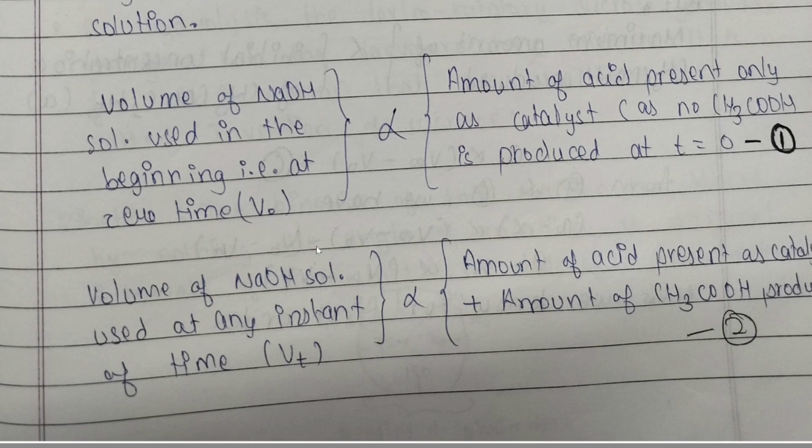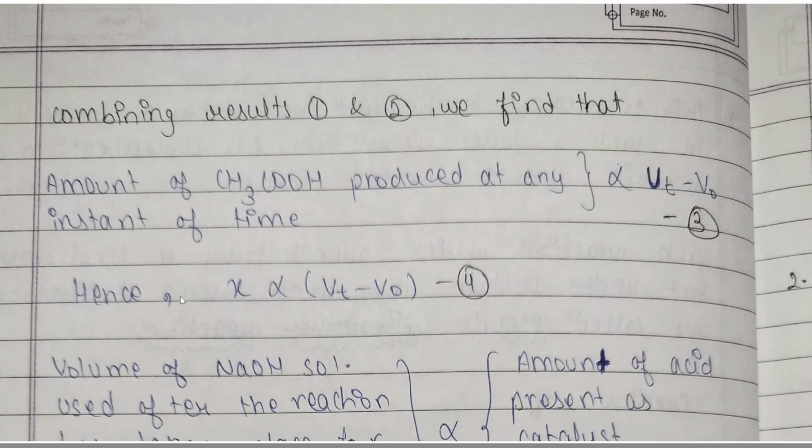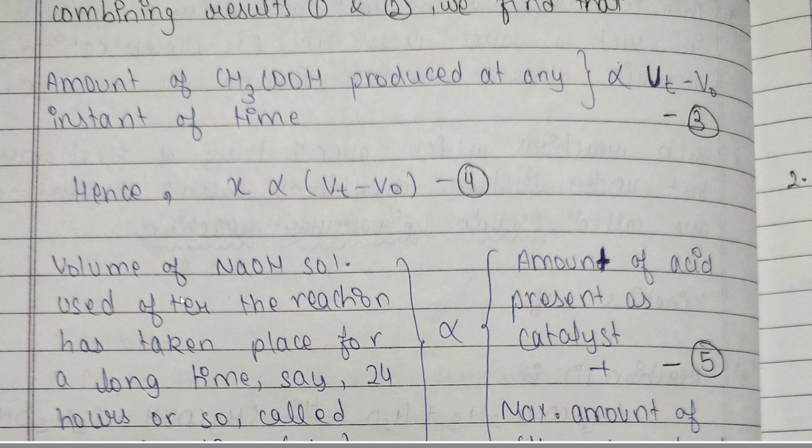Reaction 1. Volume of NaOH solution used at any instant of time is directly proportional to amount of acid present as catalyst plus amount of CH3COOH produced. Combining results 1 and 2, we find that amount of CH3COOH produced at any instant of time is directly proportional to Vt minus V naught. Hence, x is directly proportional to Vt minus V naught. It is equation 4.